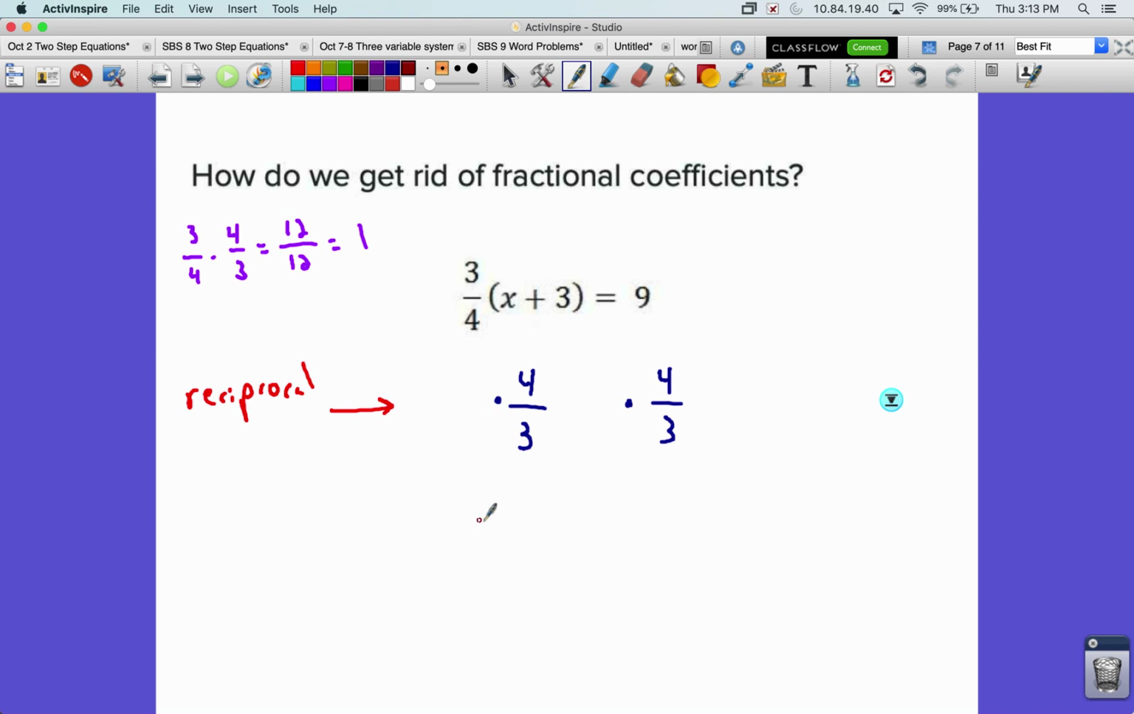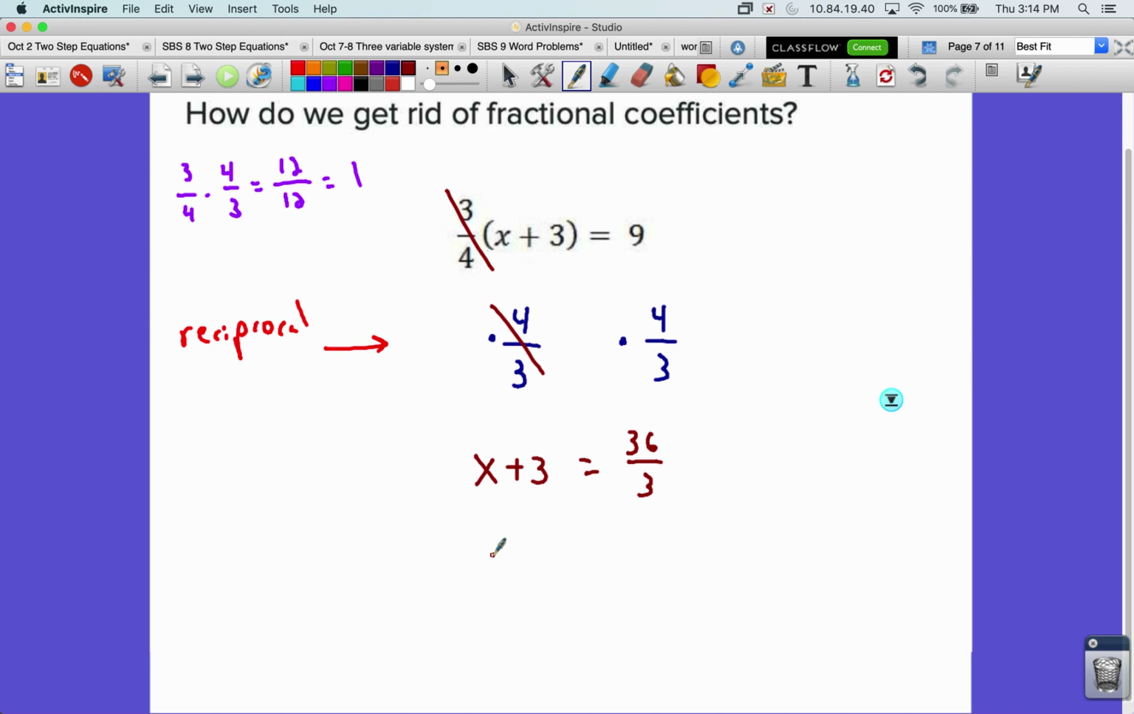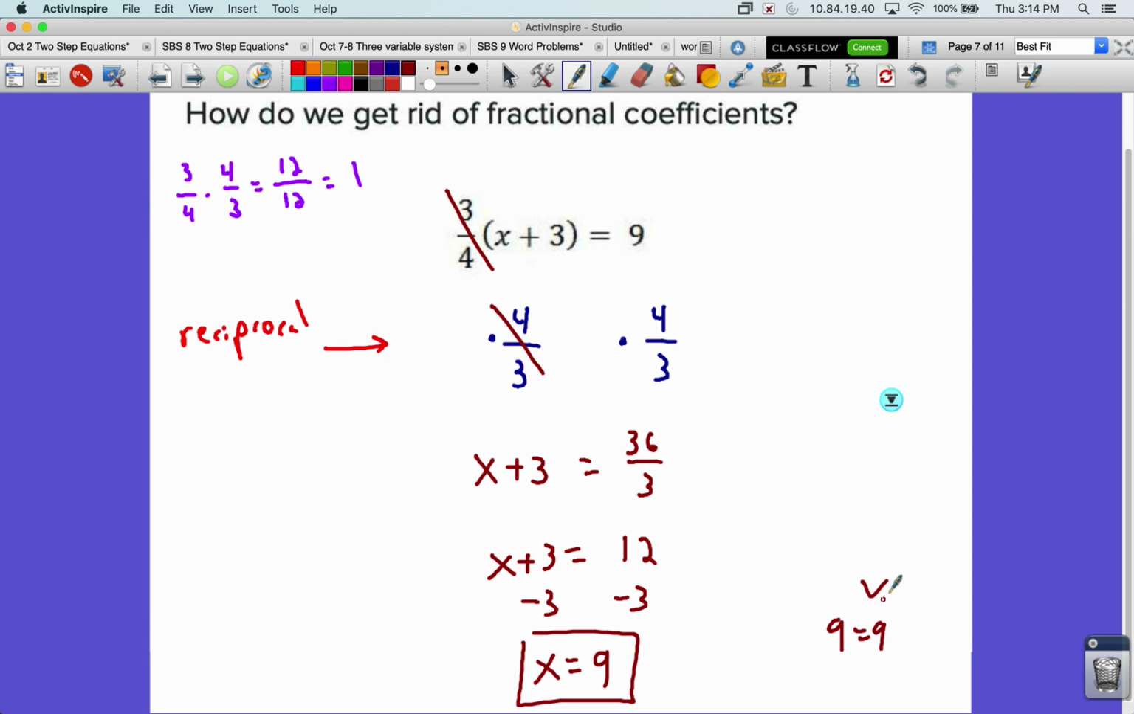Now the left-hand side is just x plus 3. These canceled each other out. And on the right, I'll multiply that 9 to the top of this fraction, and I'll get 36 over 3, which can be simplified to 12. So x plus 3 equals 12. Now all I need to do is subtract 3 from both sides, and I get x equals 9. Plug it back in. 3/4 of 12 equals 9. 9 equals 9. Double check complete.